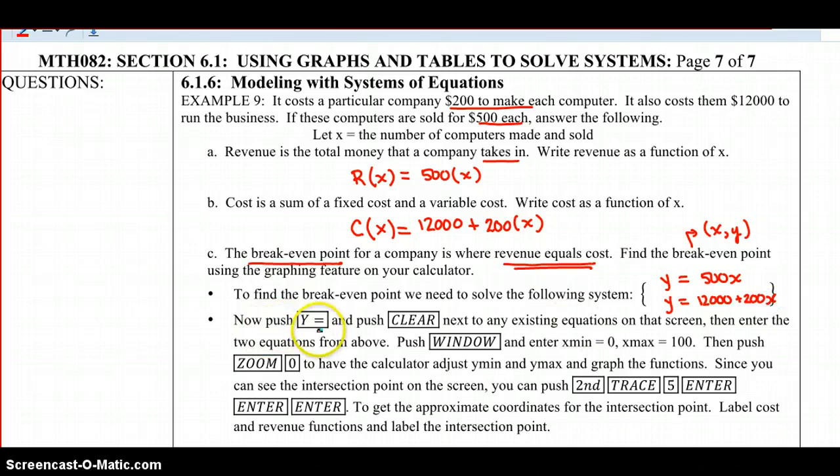Again, we're going to push Y equals on the calculator, and you can scroll up and down and make sure that you clear out any existing equations on that screen. Then you're going to enter these two equations that we've written here. Next to Y1, we're going to type 500X. Remember, you have a key on your calculator that has an X on it, so you can push that to type an X. And next to Y2, we're going to type 12,000 plus 200, and then again, X.